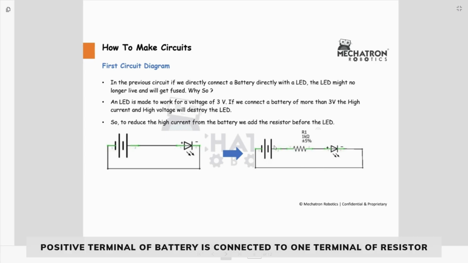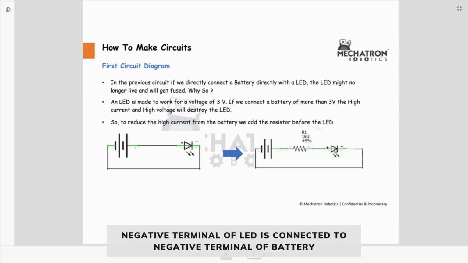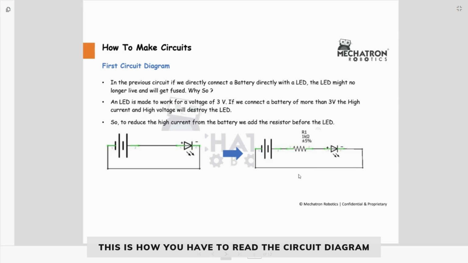Here we have connected the positive terminal of the battery to one end of the resistor. The second end of the resistor is connected to the LED's positive terminal, and the negative terminal of the LED is connected to the negative terminal of the battery. So this is how you have to read the circuit diagram.